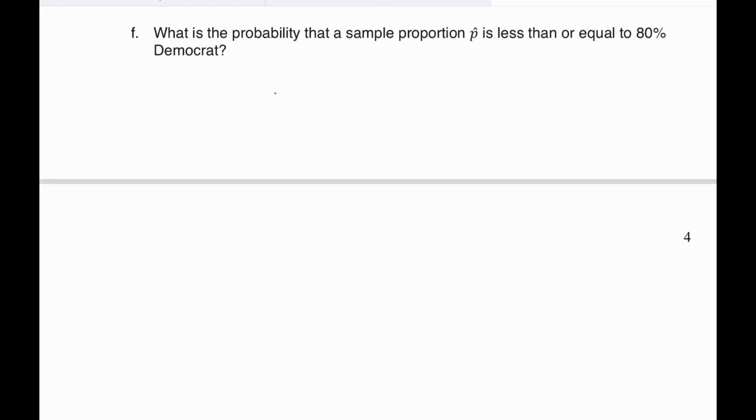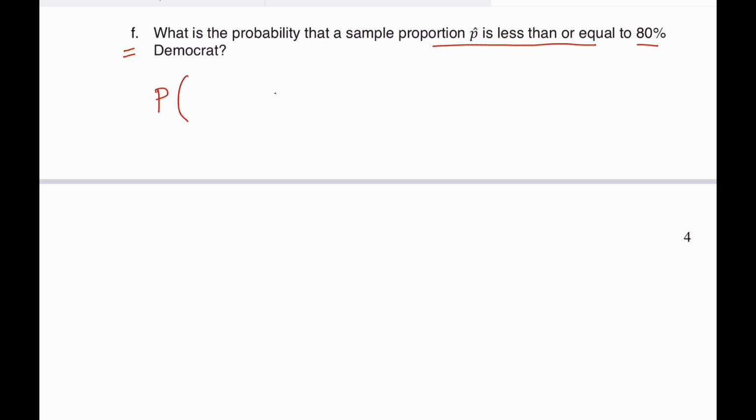The last question I want to take a look at is F. What is the probability that a sample proportion is less than or equal to 80% Democrat? In other words, what is the probability that I randomly select a sample of 310 voters where 80% or fewer are Democrat, when the mean is 85% in the population?